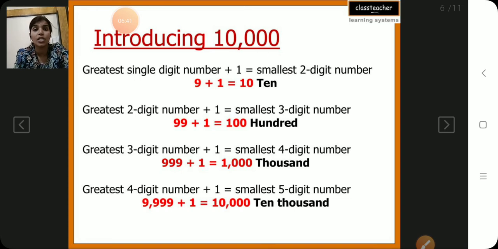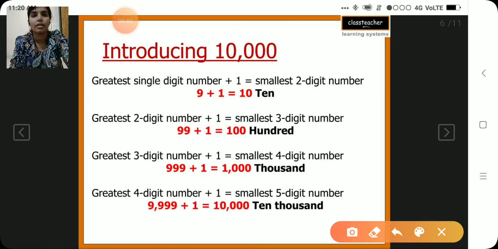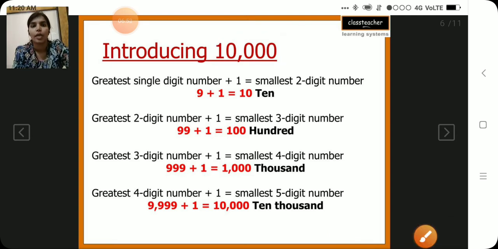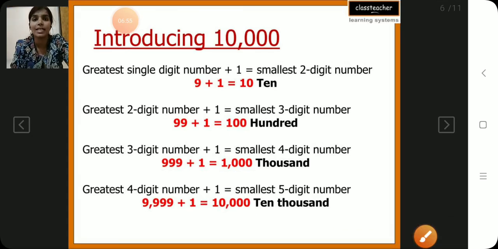Then 1000, 10,000. In 10,000 you see that there are 5 digits. So the greatest single digit number plus 1. Which one is the greatest single digit number? It is 9. So 9 plus 1, it's 10.